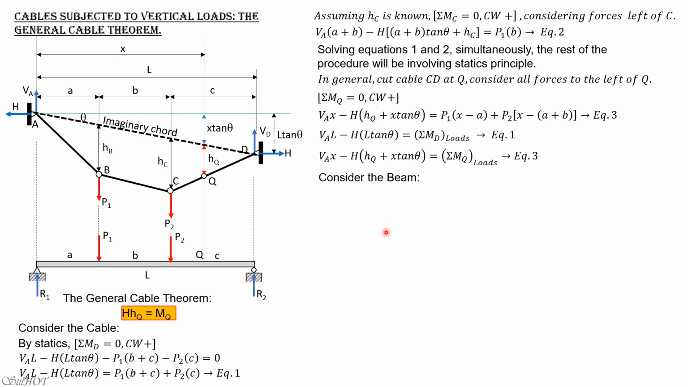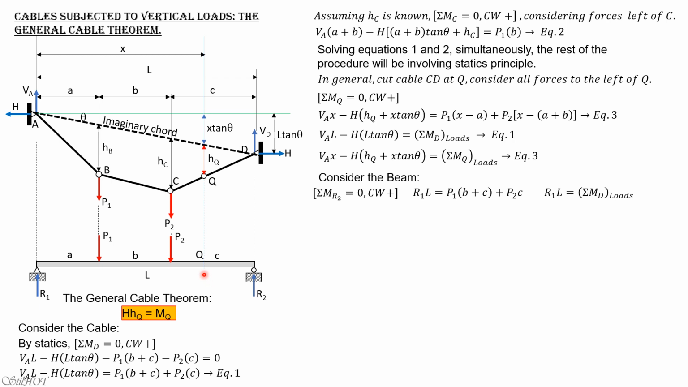Since our objective is to find the moment at Q, we first solve for R1 by summing up moments about R2 equals 0. Clockwise is positive, so we have R1 times L equals P1 times B plus C plus P2 times C. But because this value is the same as the right side of equation 1, which we denoted earlier as the summation of moment about D due to the loads, R1 times L equals the summation of moment about D due to the loads.